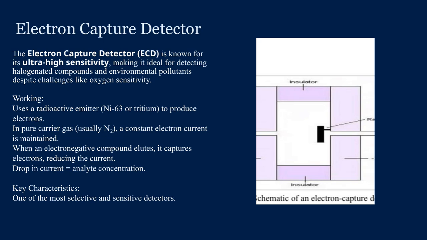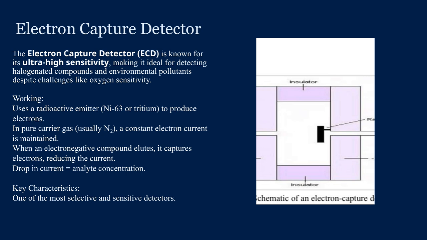The electron capture detector, or ECD, is renowned for its ultra-high sensitivity, which makes it especially useful for detecting halogenated compounds and environmental pollutants. Despite its impressive capabilities, it does face some challenges, such as being sensitive to oxygen, which can affect its performance. So, how does it work? Well, it uses a radioactive emitter, typically Ni-63 or tritium, to produce electrons. These electrons are then carried through a detector in a pure carrier gas, usually nitrogen. The system maintains a constant electron current, which serves as a baseline.